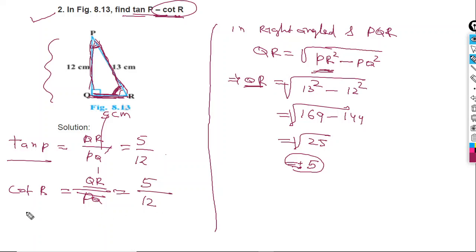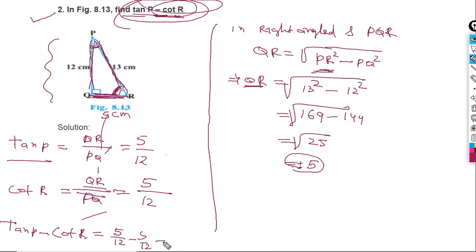Now what we need? Tan P minus cot R, this is what we need. So here we will write tan P minus cot R is equal to 5 by 12 minus 5 by 12, which is equal to 0. Okay, so we have got the value of tan P minus cot R, which is equal to 0.